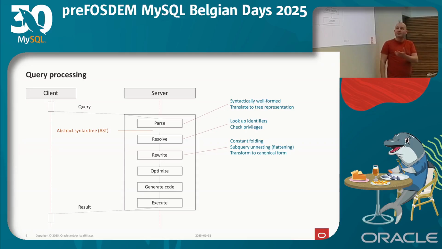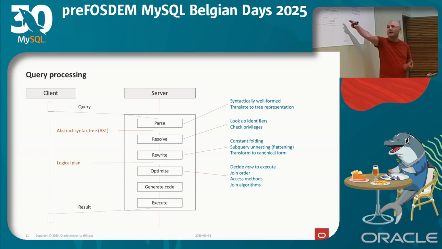That's because the optimizer itself will only work on one query block at a time, one select at a time. So if a subquery is still left after rewrite, the optimizer will do them independently. So after rewrite, we have something we can call a logical plan, describing what we need to do. The optimizer will figure out how to do that. So this is where we're going to change things with the hypergraph optimizer.